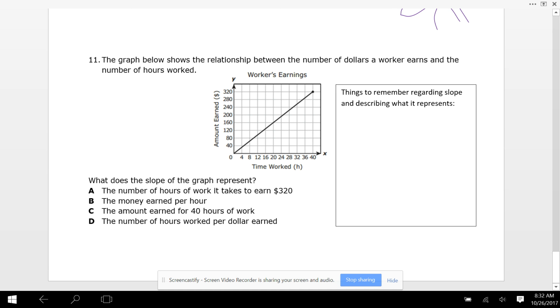Okay, number 11. The slope is, remember, this goes first. So it's money earned per hour. So it's B. All right, save up any questions so you can ask me later.